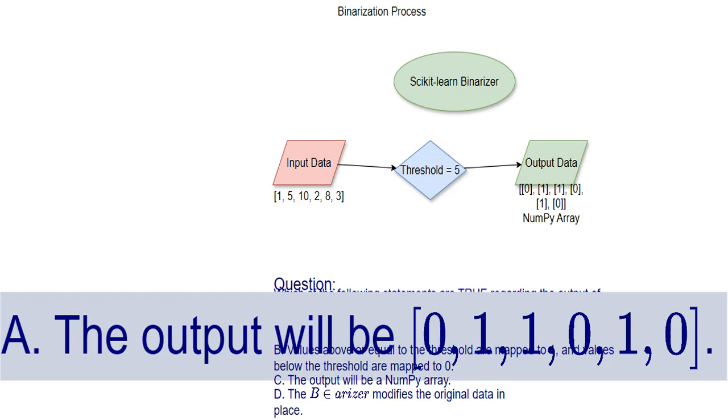This is the actual question being asked. It's prompting a critical analysis of the result of the binarization process on a specific dataset to check your understanding of the binarizer function in scikit-learn. The question sets up a scenario with a specific threshold and data, leading to possible answers to be evaluated. Remember, the threshold of 5 means any number greater than or equal to 5 gets converted to 1, and anything less gets a 0.